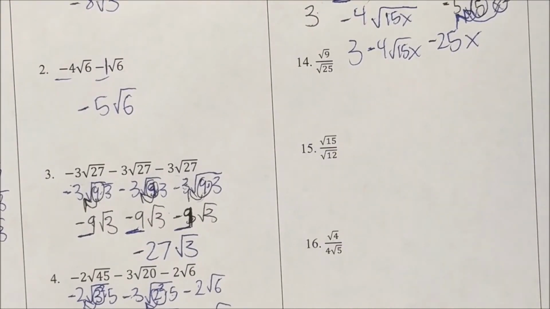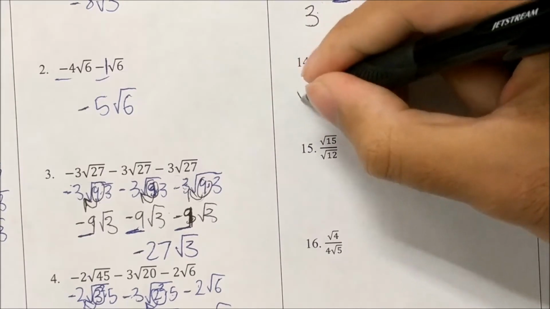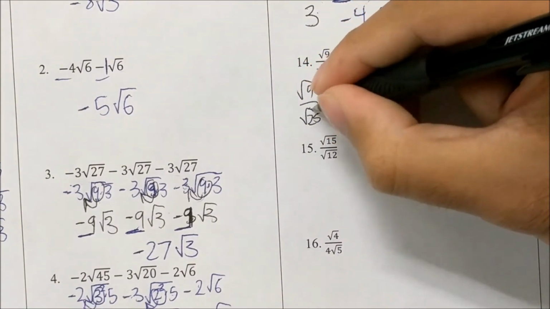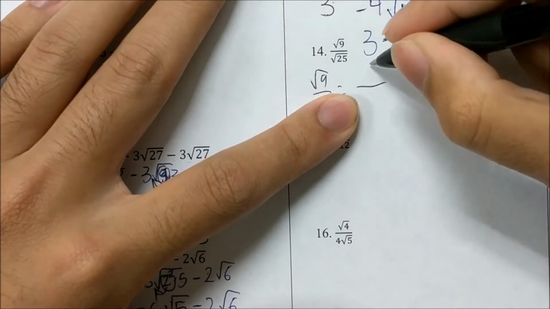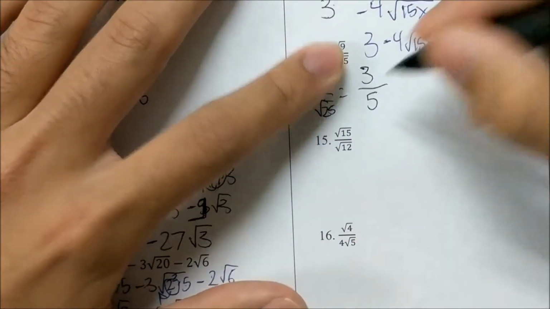Okay, radical 9 over radical 25. So here both numbers are perfect squares. You just do them separately. Square root of 9 is 3, square root of 25 is 5.